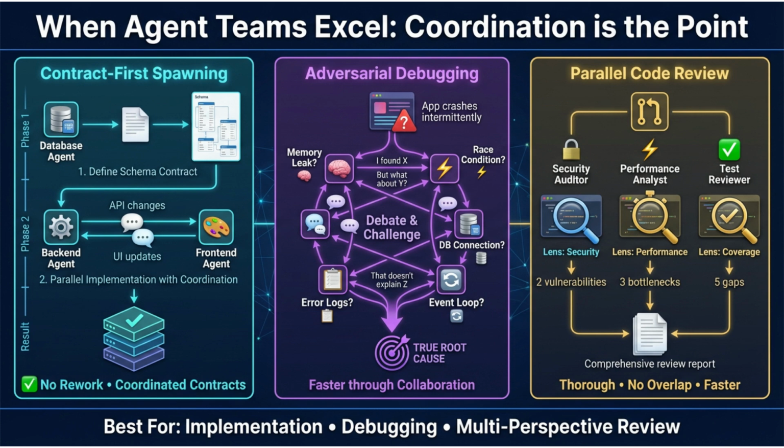Memory leak agent finds an issue. Race condition agent reviews and confirms or disputes. Through adversarial debate, they converge on the root cause faster than one agent could.